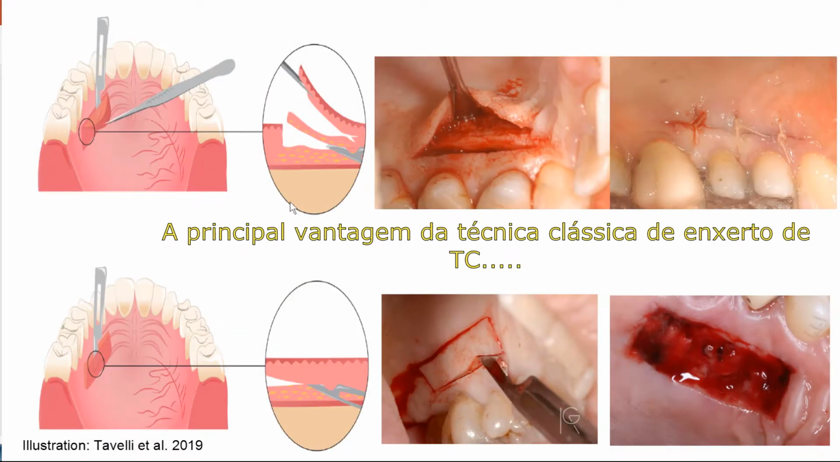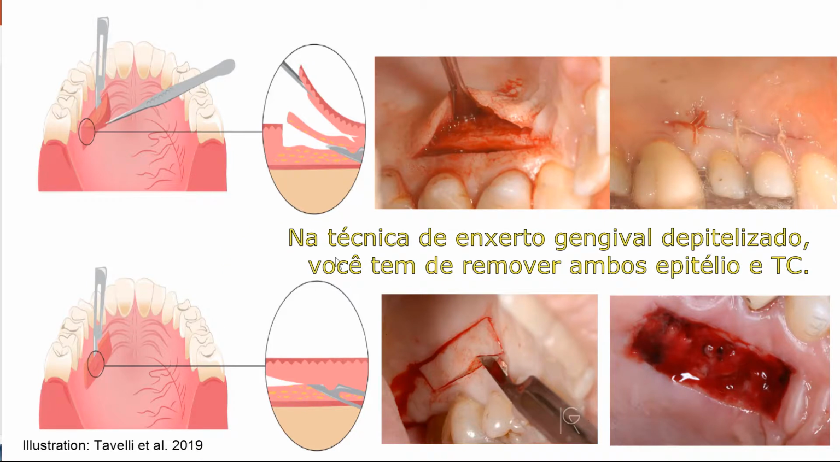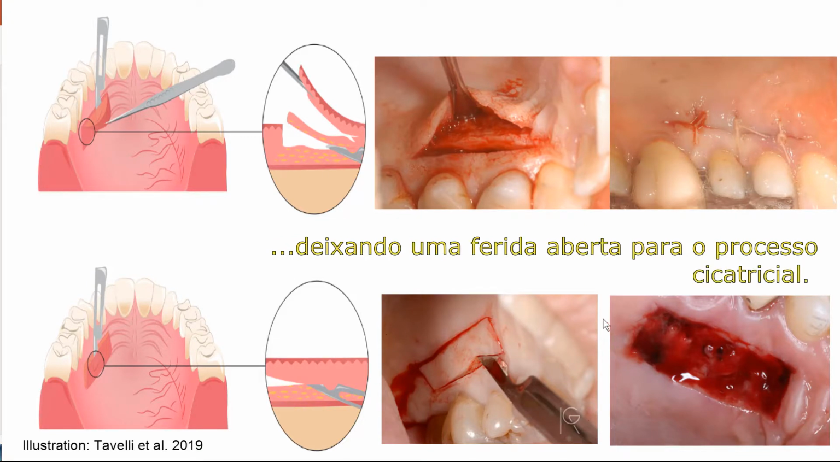The main advantage of the classic connective tissue graft taken as a draw is that after you remove the graft, you can place sutures and have a primary closure of your flap. In the epithelialized gingival graft technique, you have to remove both epithelium and connective tissue and work on this epithelium outside of the mouth, leaving an open wound in the patient for the post-operative process.